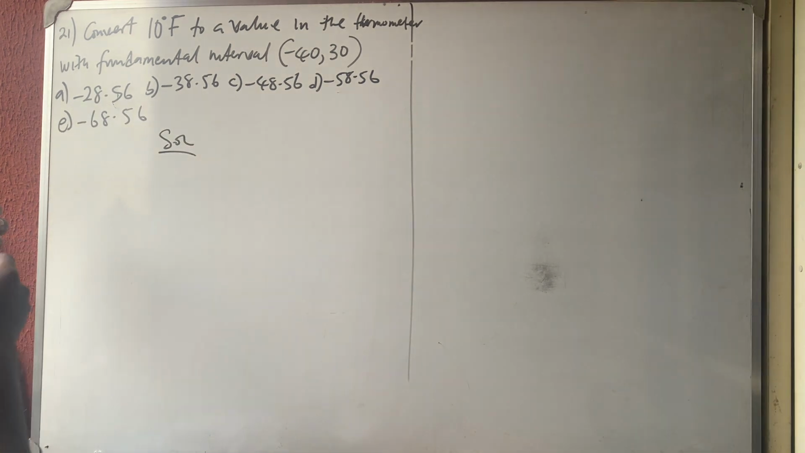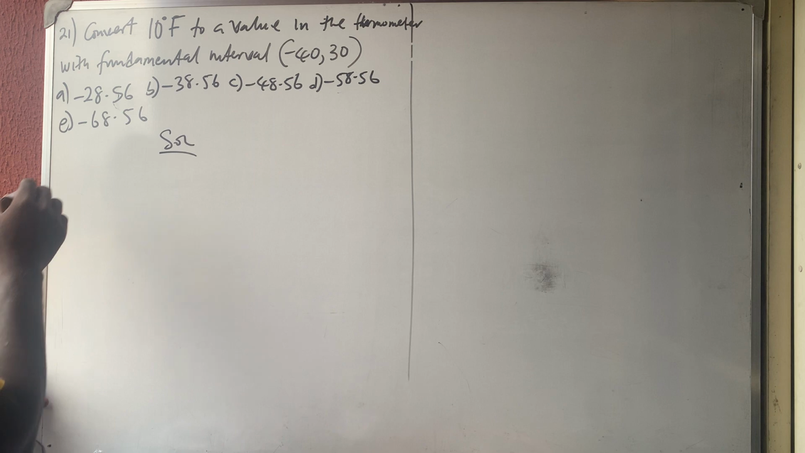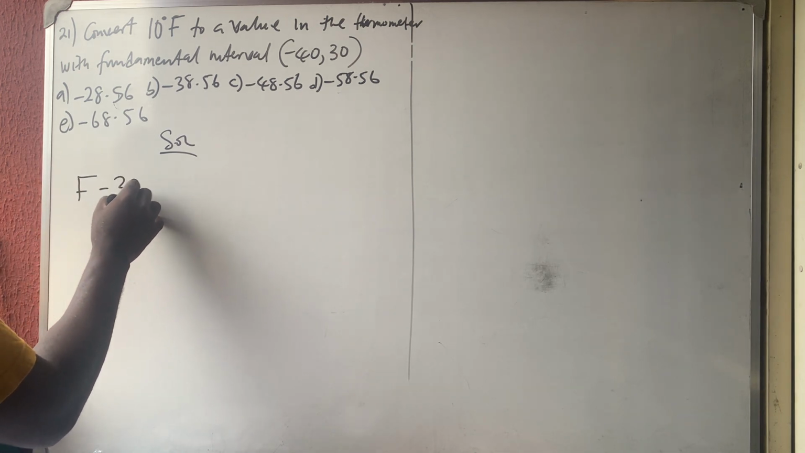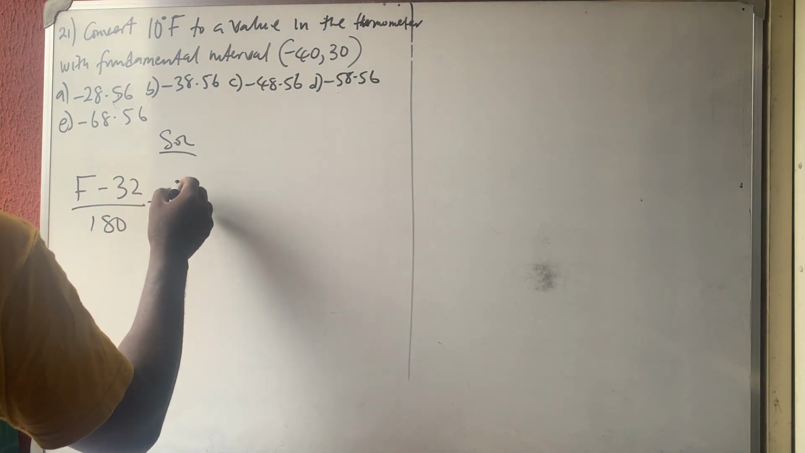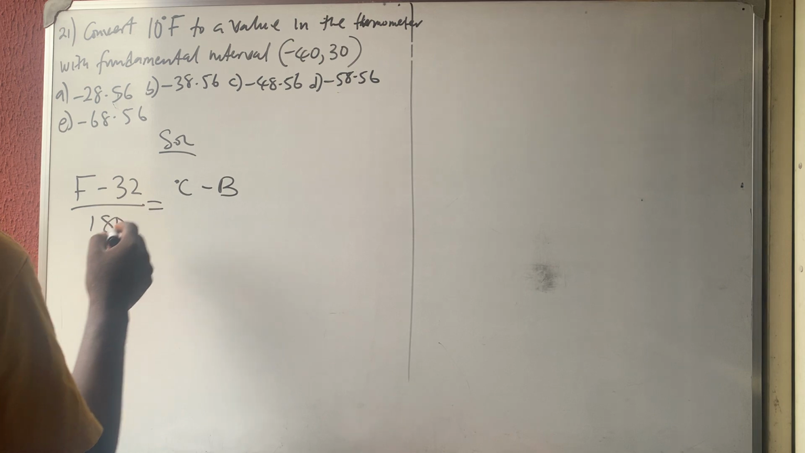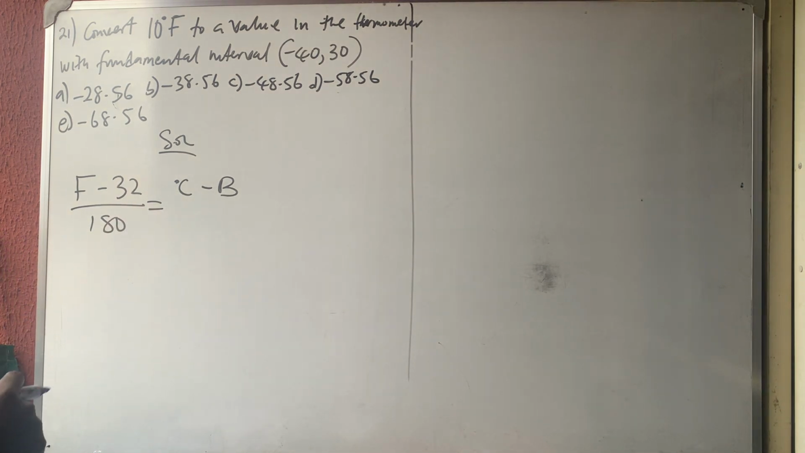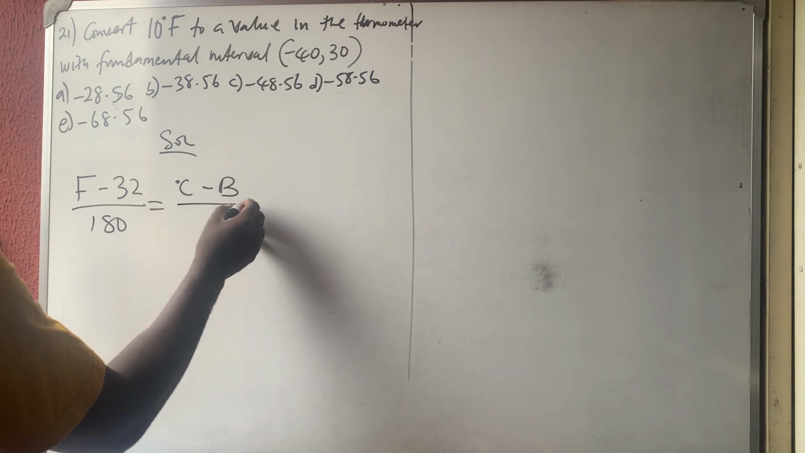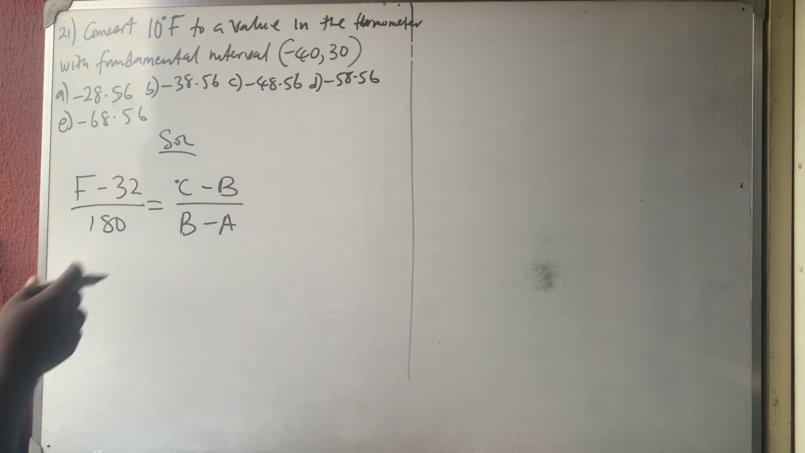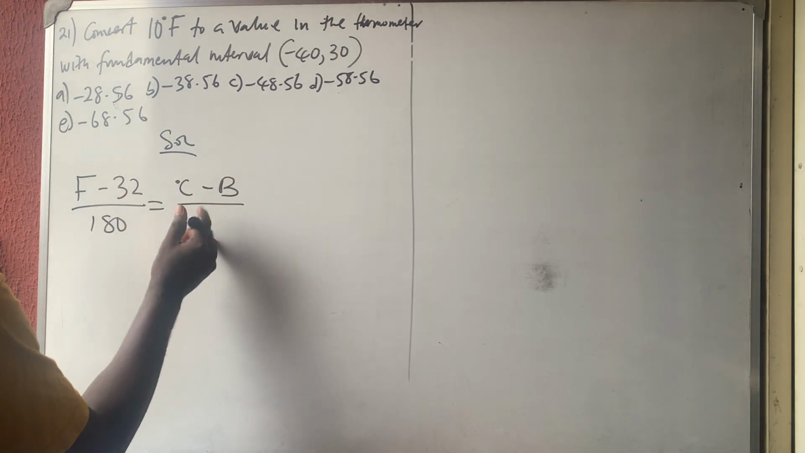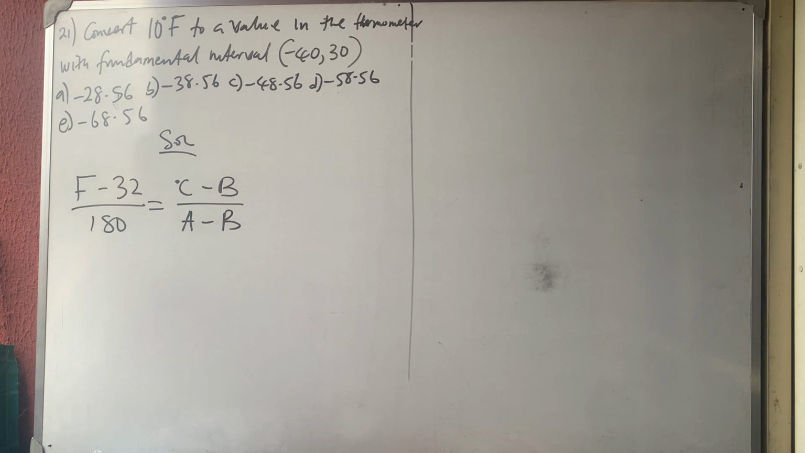Okay, solution. I have a formula that says that F minus 32 over 180 is equal to the degree Celsius minus B, all over, I think B minus A, something like that. Okay, B is always at the left hand side. Sorry, so A minus B. So B is always at the left hand side.